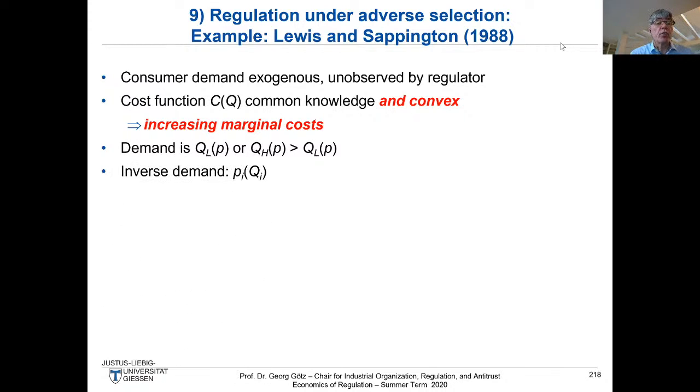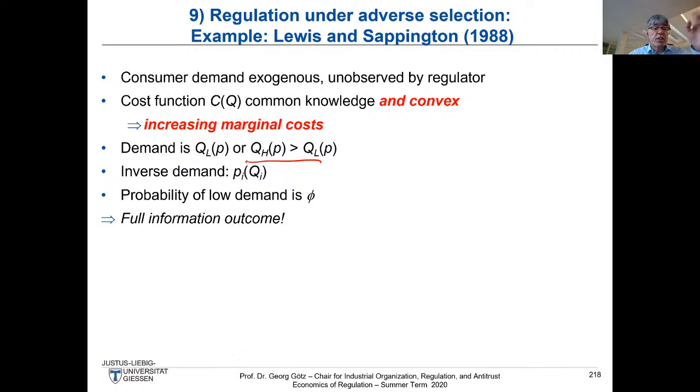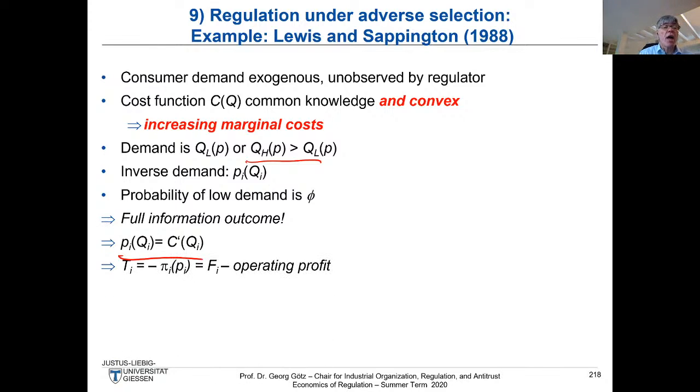Demand is either high or low, and the high demand has, for the same price, a higher quantity than the low demand. Inverse demand is given. We have some probability of low demand, which is phi. Remember, we always have phi denoting the L type. And the full information outcome would just mean price equal marginal cost as always, and a transfer to make sure that the profits are non-negative, to cover the fixed cost.